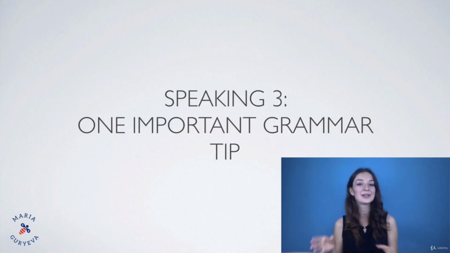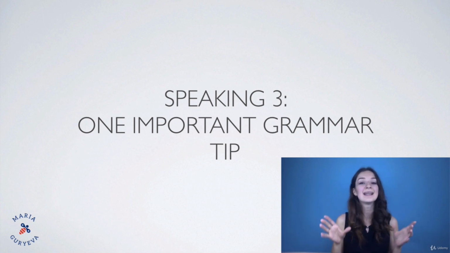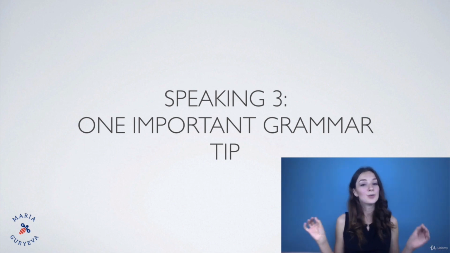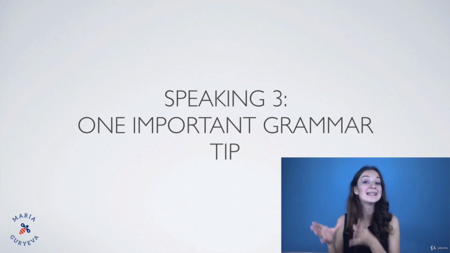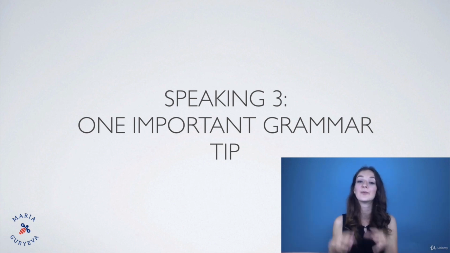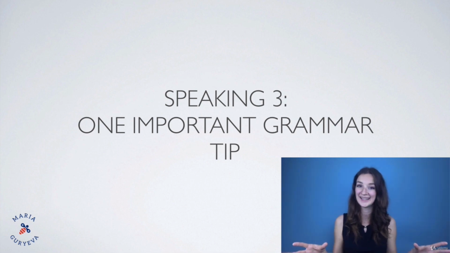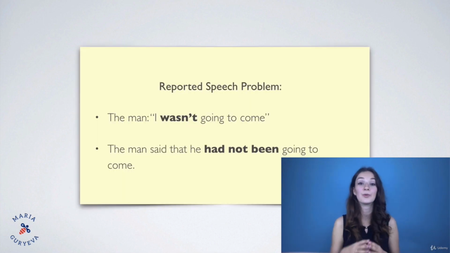Okay, we're continuing talking about speaking number 3, and there's another thing that we need to pay attention to. You think it's a grammar tip. It's actually a grammar problem that we're going to encounter during speaking number 3. So how do you think? What is that grammar problem? When you're going to summarize a dialogue, when you're saying that the man said this, the woman said this, and then you tell us what they said, what were their phrases from the dialogue, what is going to be your big grammar problem? How do you think? So the big grammar problem here is reported speech problem.